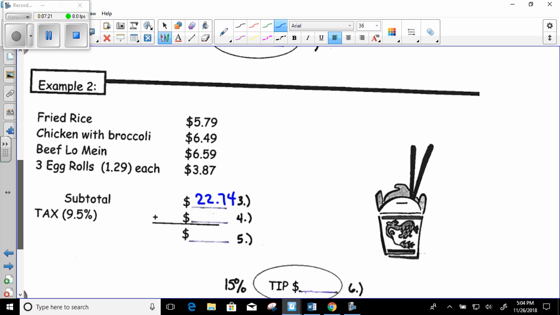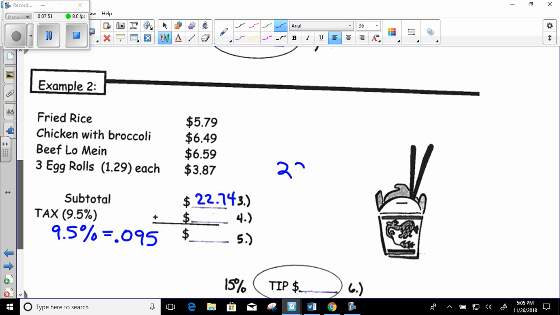So what do we need to do? We want to change it to a decimal. So 9.5% is the same thing as 0.095. I'm going to put my decimal point here. So we moved it over two to the left. So we're going to find 9.5% of 22.74. So we're going to find the tax first. So the tax, we're going to multiply that out.